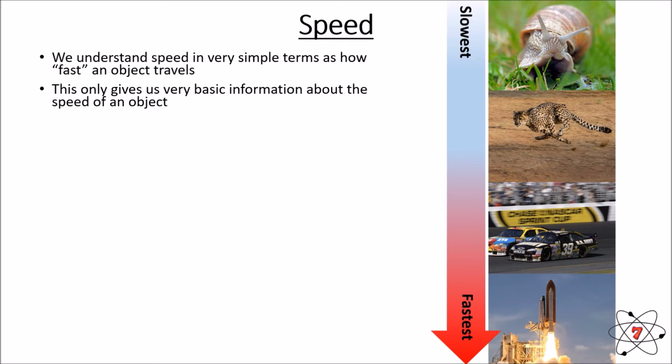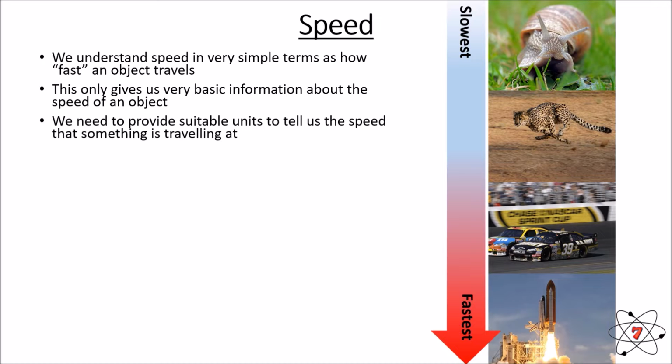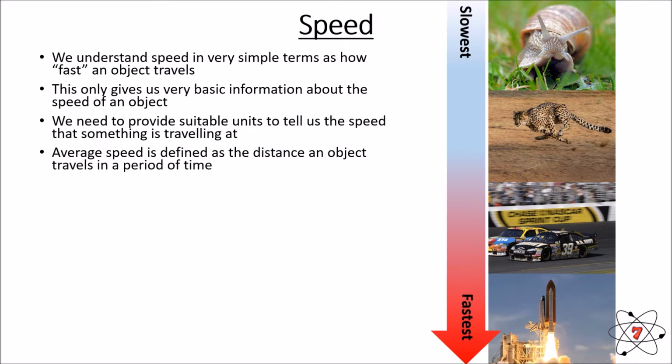So this tells us a little bit about relative speed, but it doesn't give us enough information in a scientific sense. So we need to be able to provide suitable units to tell us the speed that something is travelling at. An average speed is defined as the distance an object travels in a period of time. So essentially, speed is distance per unit of time. So speed equals distance divided by time.